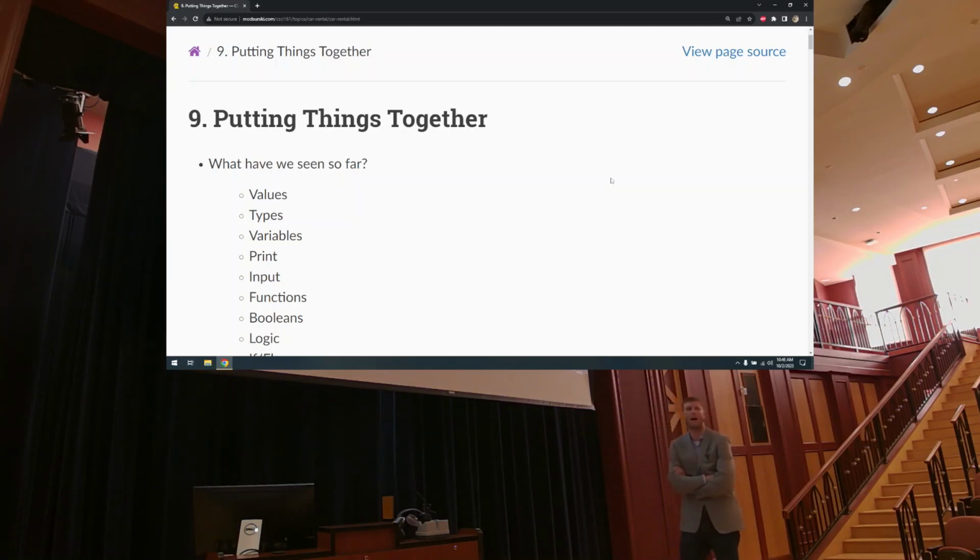We've learned about values. Those values have types. We have variables. Yeah, we learned about variables. Variables are exceptionally powerful. They're critical. If we don't have access to variables, we can't really do anything interesting with our programs. So we have variables. We know how to print stuff out, produce output. We know how to get input.